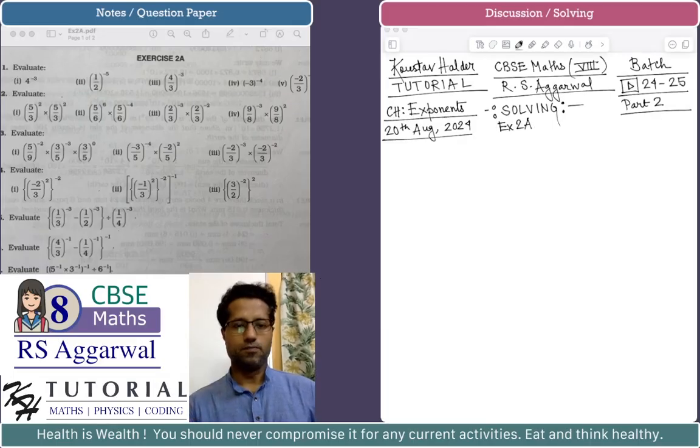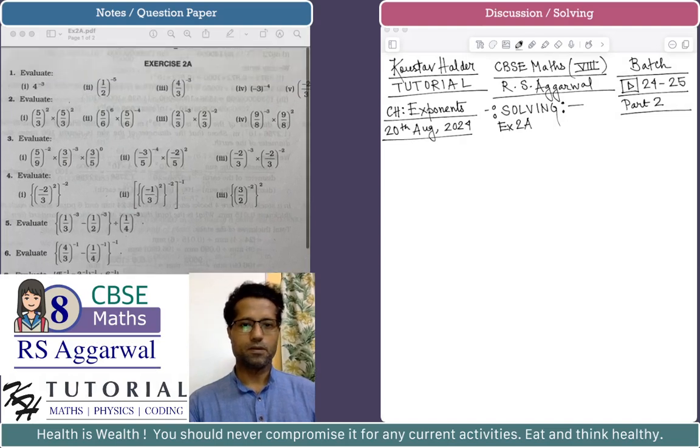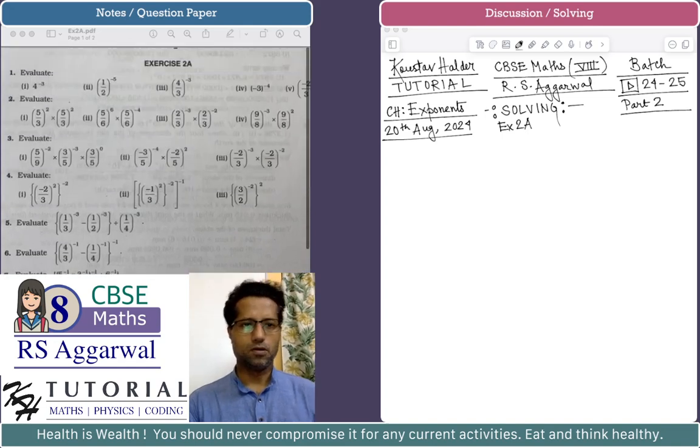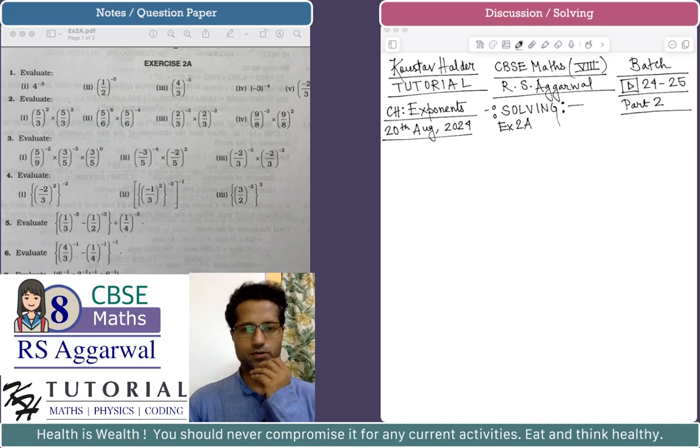Okay, so I have the problems of exercise 2a on the left hand side, and on the right hand side, on the canvas, I will solve the problems. Each question has multiple parts, and there are how many questions? 13 questions, not very much. Let me see if I can complete it in an hour. I hope that to solve these problems you are very familiar with the laws of exponents and the basic fundamentals of the exponential form of rational numbers and the powers. All these concepts should be very clear.